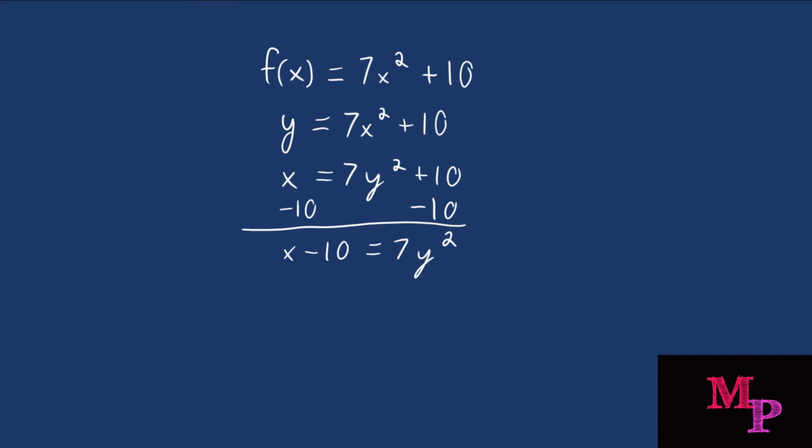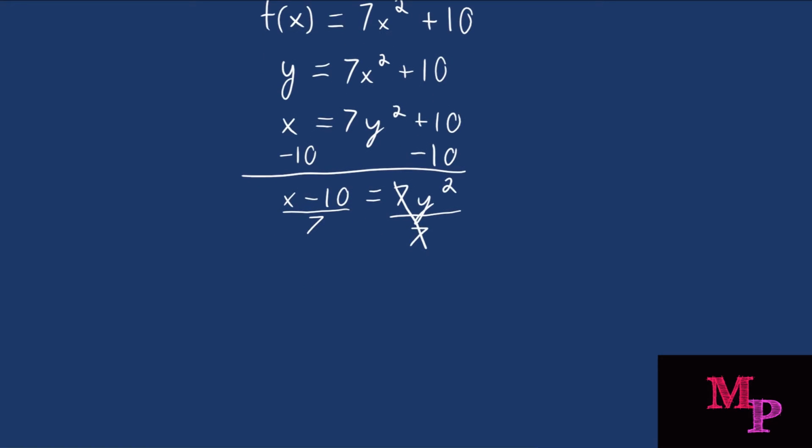Because you're multiplying by 7, you want to do the inverse of that and divide 7 from both sides. And the 7s will cross out, and you're left with y squared is equal to x minus 10 over 7.